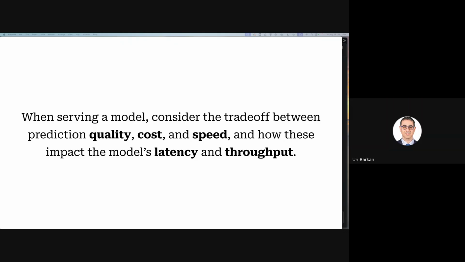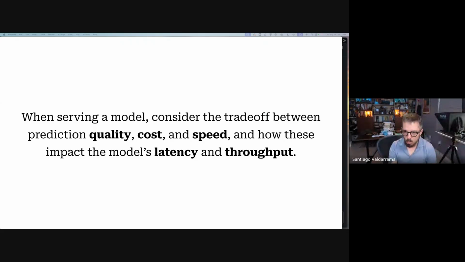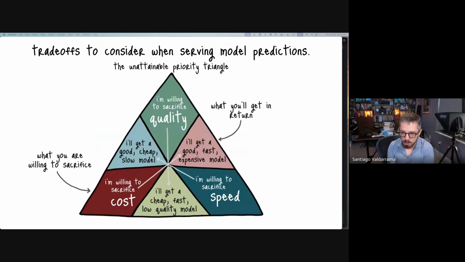So basically to pick what makes sense at any given point in time. Okay? Everyone wants faster models that are very good and that cost nothing. Everyone wants that. Cheap, good, fast. You cannot have all three of them. So something has to give. Okay? So I like to think about this as the unattainable priority triangle.